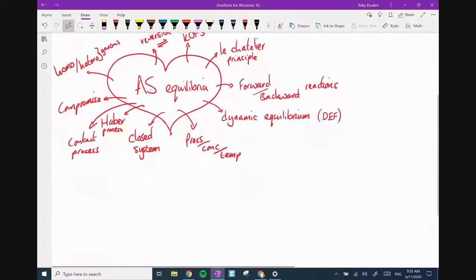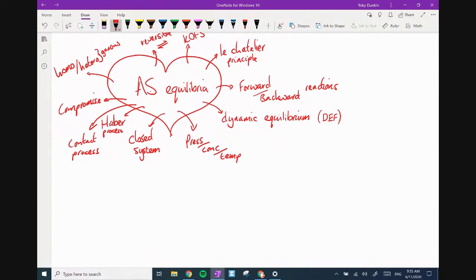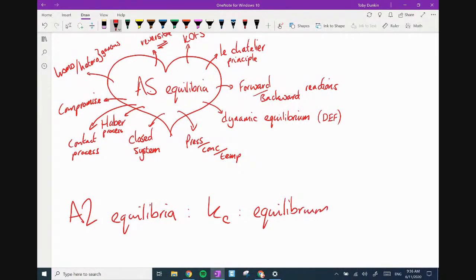Ah, Ben. So Ben has just given me the very first part of A2. A2 equilibria, KC, the equilibrium constant. Equilibrium constant. I love it. We're going to be defining that today. It's quite exciting.